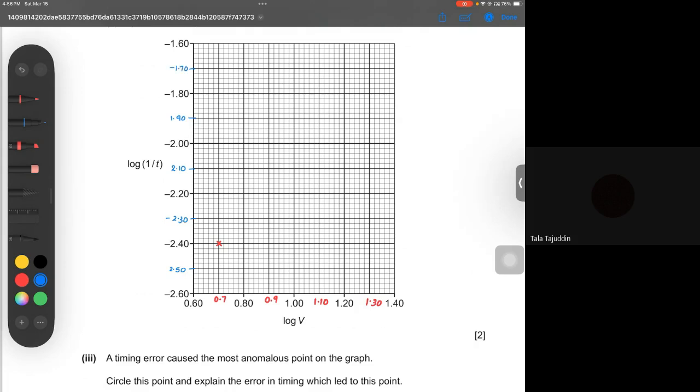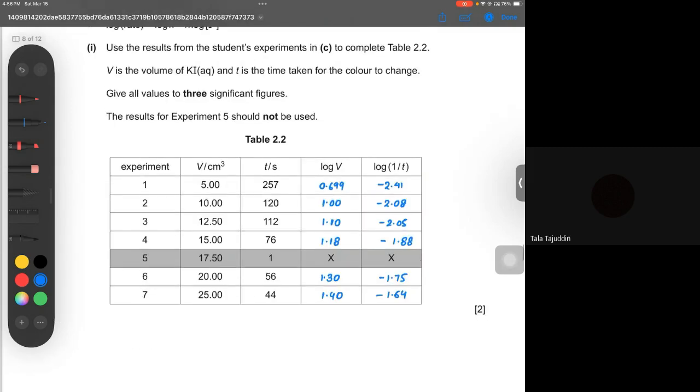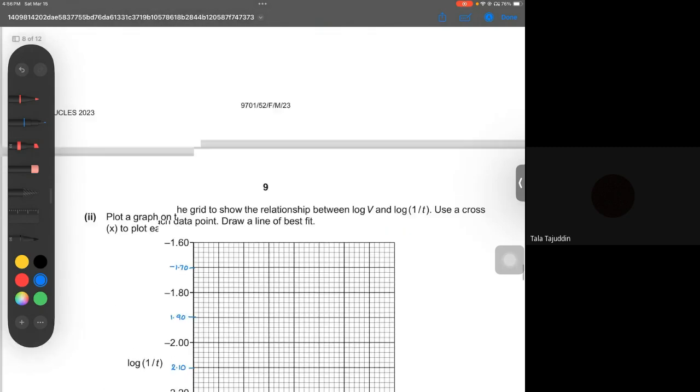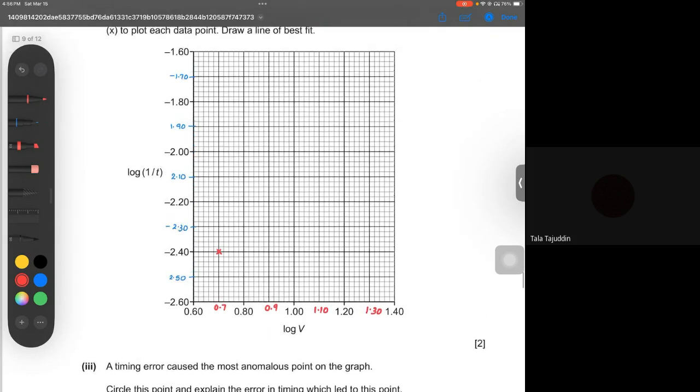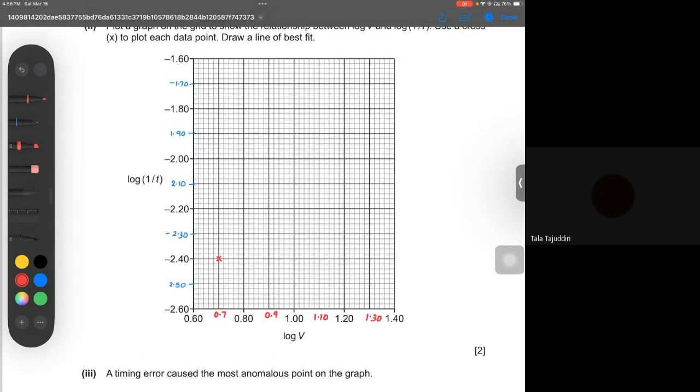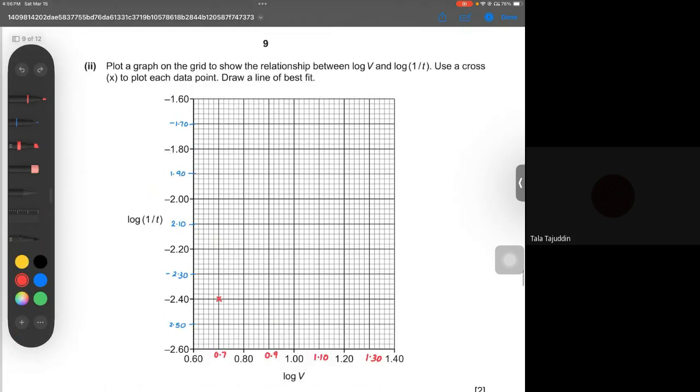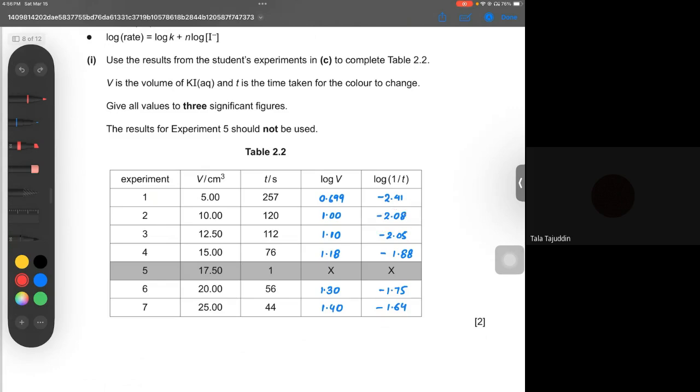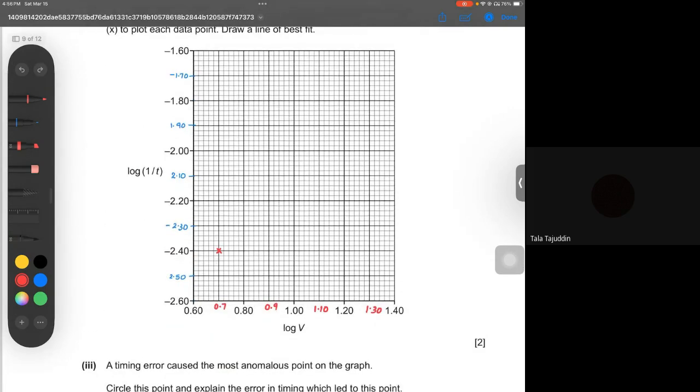Okay, so what was the next point? 2.08 and 1. 1 is this. And this is 2.10. They're asking 2.08. So 2.10 and 1, that would be 2.08. Okay. Set.